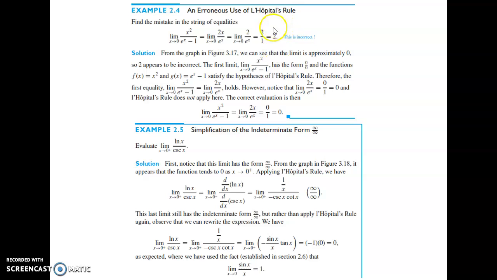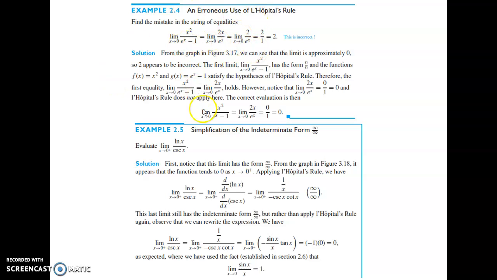This is wrong. Why is it wrong? Because when I used the L'Hopital's rule the first time, it was 0 by 0, so this is right. But when I use it the second time, I put x is equal to 0, but you get here 0 by 1, e raised to 0 is 1. So you cannot use L'Hopital's rule again, because when I put x is equal to 0 here, I am getting 0 by 1, which is not 0 by 0, which is not infinity by infinity. Therefore, from here to here, the step is wrong.